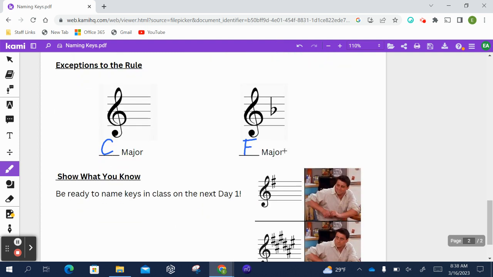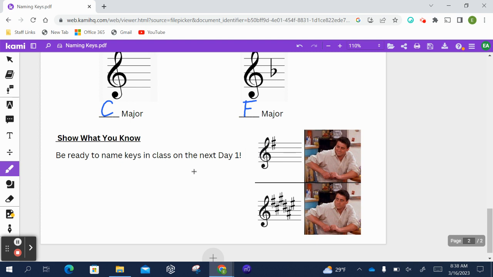Okay? Now, your Show What You Know this week, I just want you to practice reading these key signatures. You can actually go online. There are key signature quizzes and different programs that you can use. And I want you to be ready on the next day 1 to use these rules to name key signatures in class.